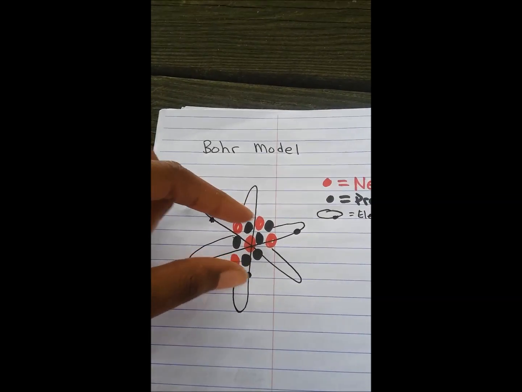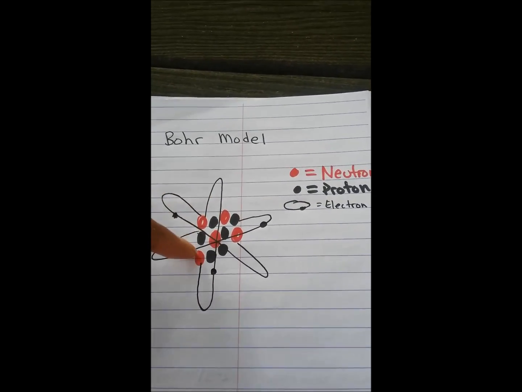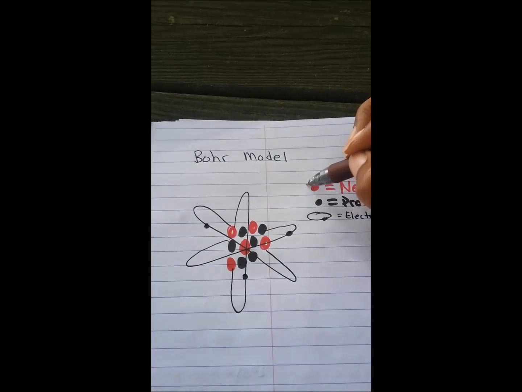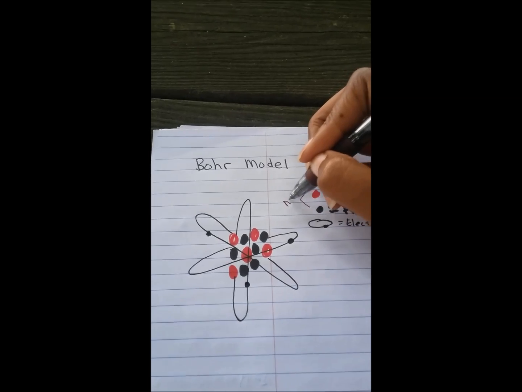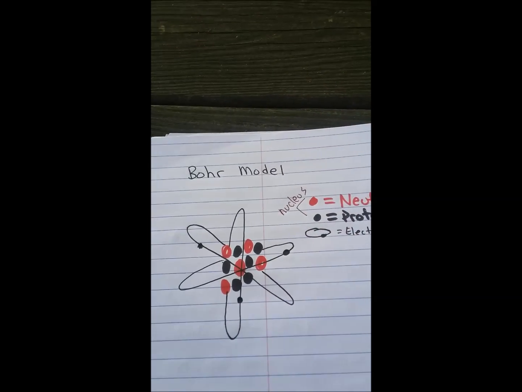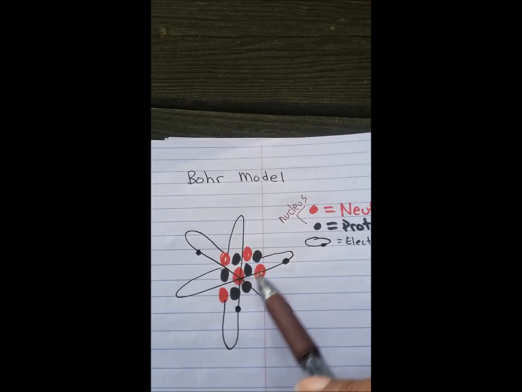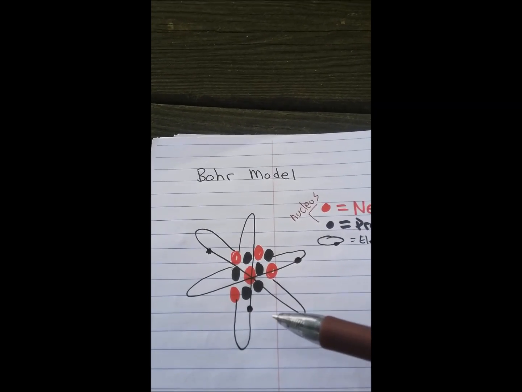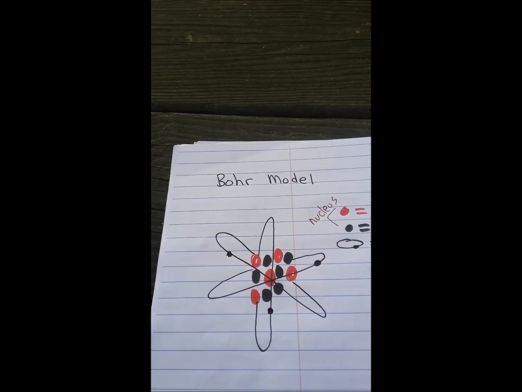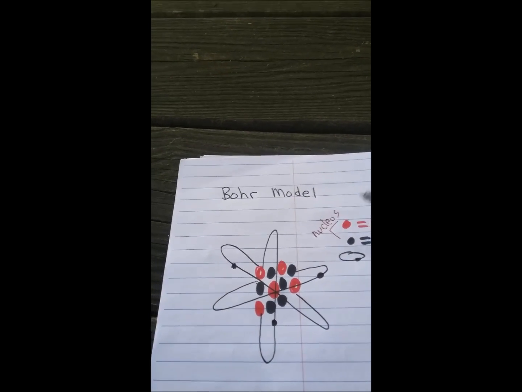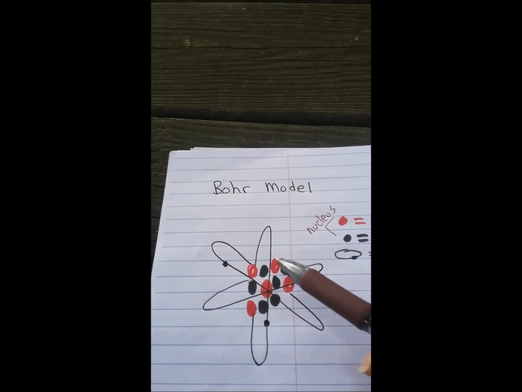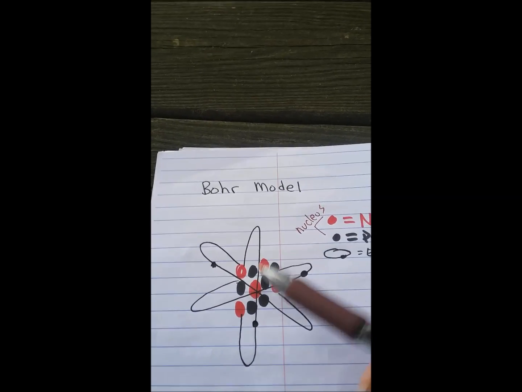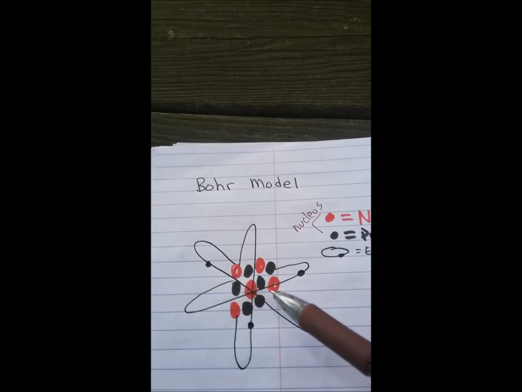So inside of the center of the atom are neutrons and protons. These two make up the nucleus. So the protons and the neutrons in the center part of the atom make up the nucleus. The nucleus has the most weight out of every other portion of the atom. Almost all of the weight of the atom is located inside of the nucleus.